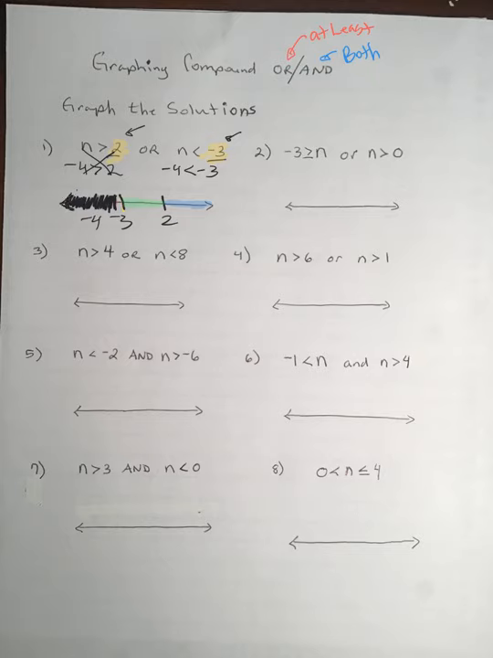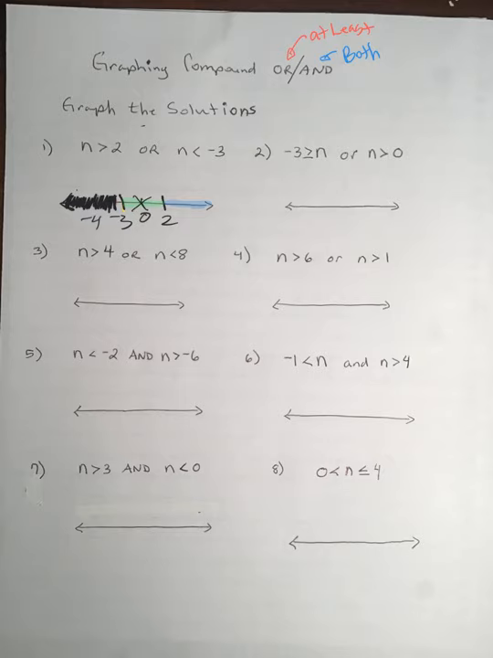Now let's test a number in the green zone, the interval between negative 3 and 2. Pick any number in between there, like let's pick 0. It has to make at least one of them true. Is 0 bigger than 2? No, that's false. Is 0 less than negative 3? No, that's false. So the green zone did not make any of them true. So these are not solutions, right? To be a solution, it has to make at least one of them true.